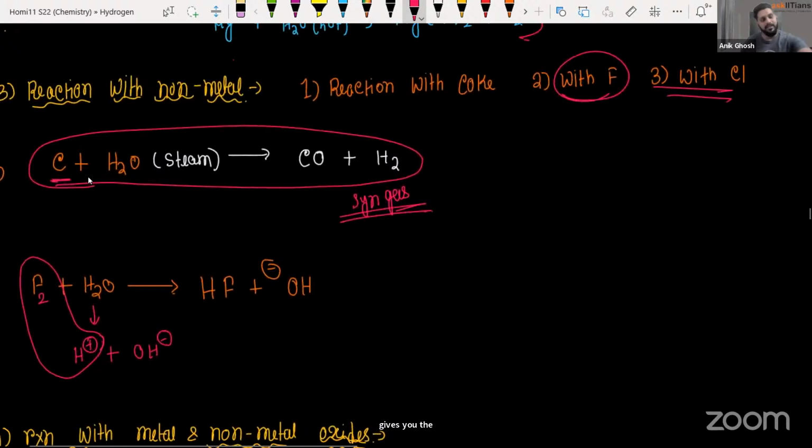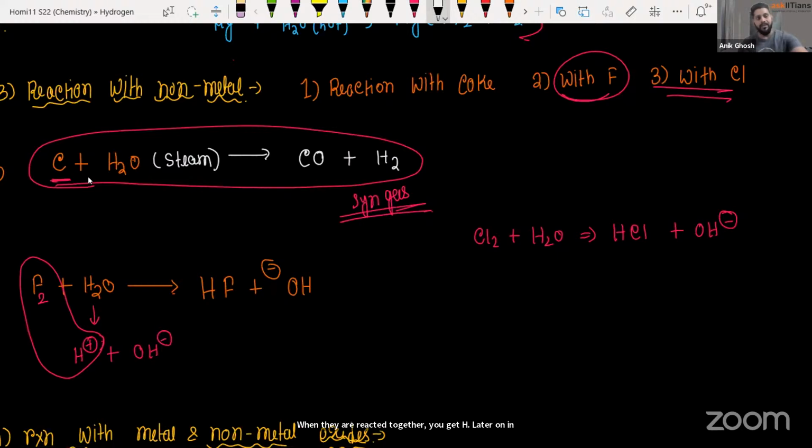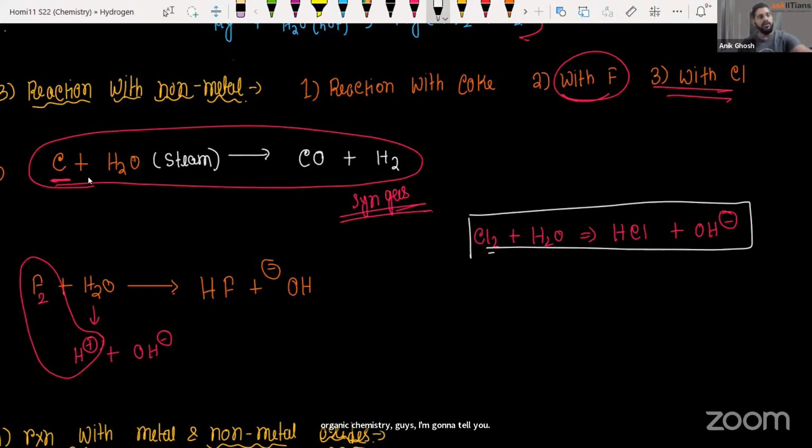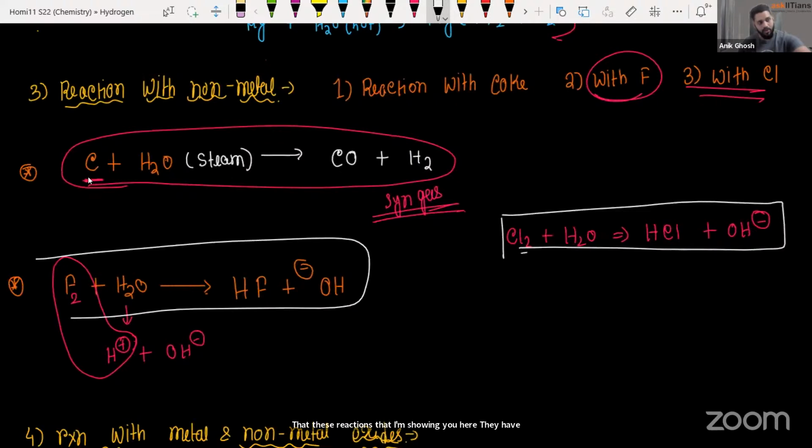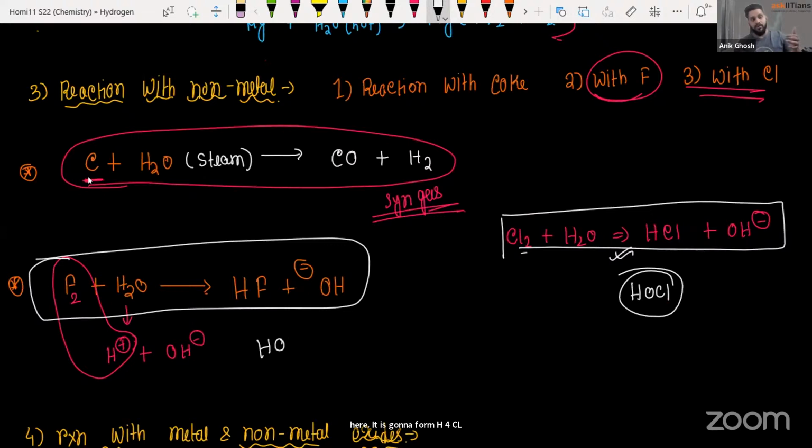Reaction with chlorine, you can clearly understand in a similar way. When chlorine and water are reacted together, you get HCl and OH. Later on, guys, I'm going to tell you that these reactions I am showing you here are not at all that stable. These products are not at all that stable. They are rather going to form some kind of acid, like here it is going to form HOCl, hypochlorous acid. Similarly, here also, you are going to get these kinds of acids, rather than HF and OH minus, HCl and OH minus. But still, if you open up the NCERT, these are the reactions that they are giving. So that's why we're going to stick to that right now.